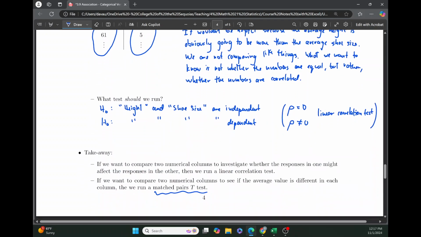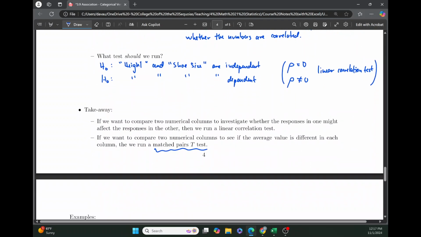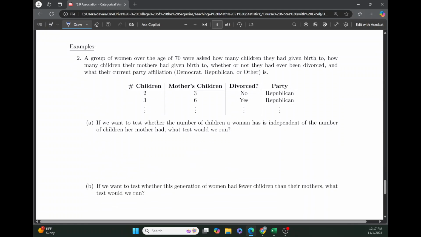Okay. So yes, if we want to see whether one column affects the other, then we run a correlation test. If we want to see if the average value in one column is different from the average value in another column, then we run a matched pairs t-test. So let's just take a look at a couple of examples.